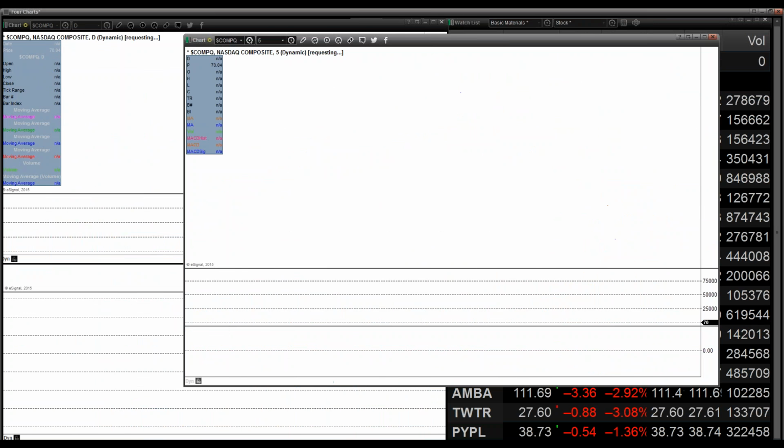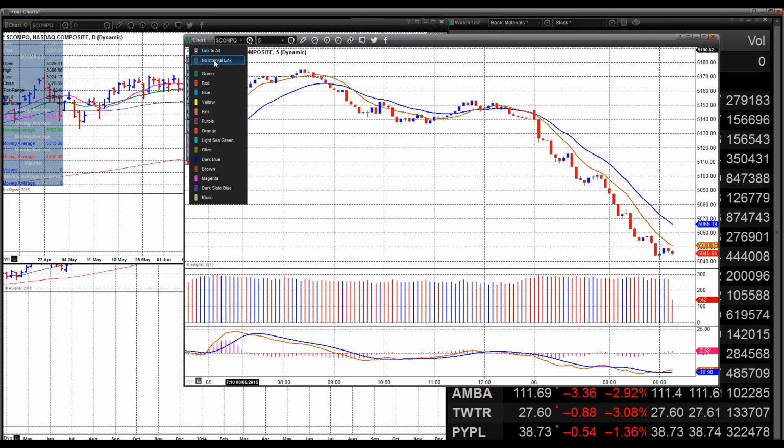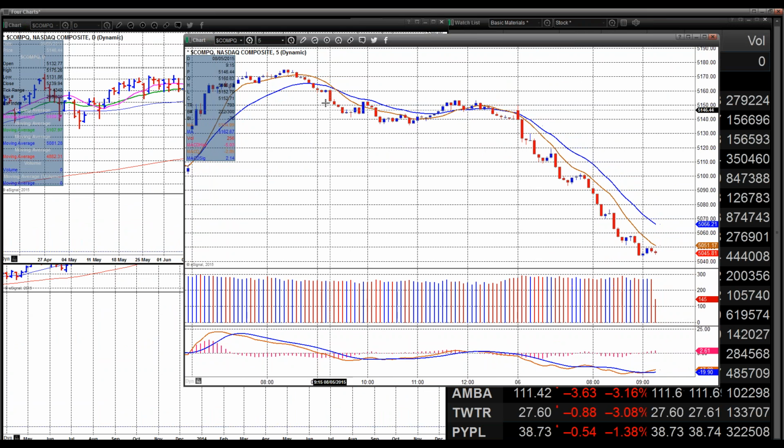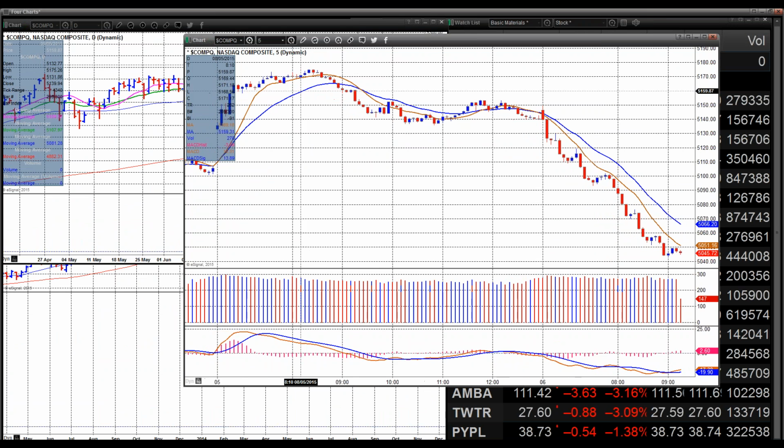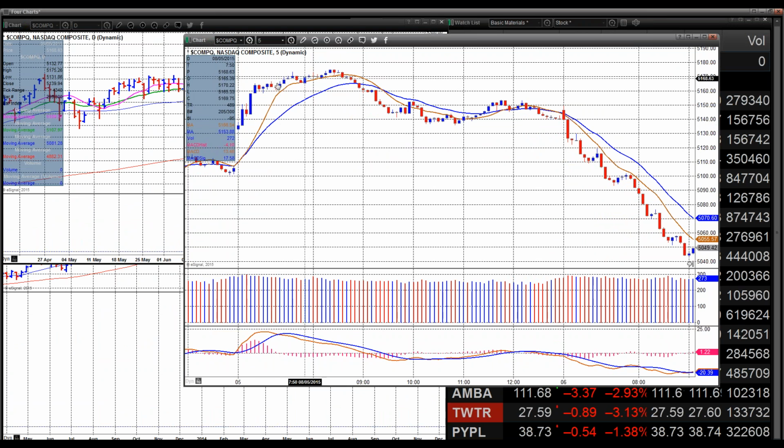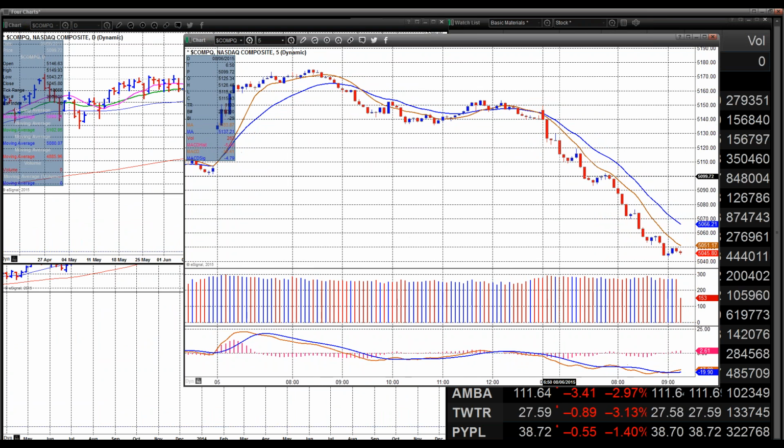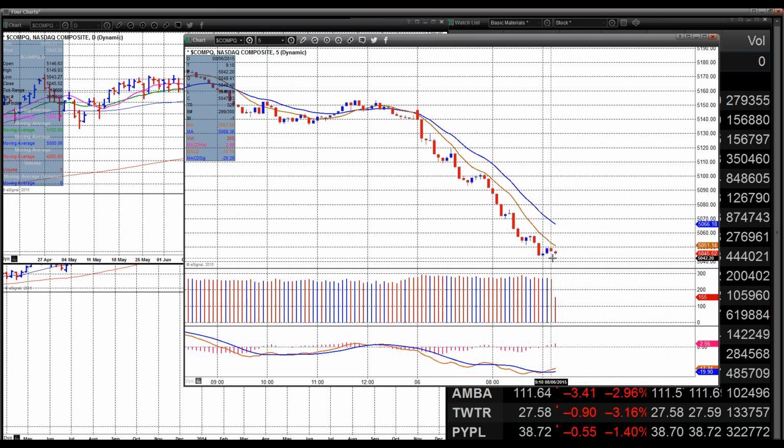I gotta make this no interval link. Here we go. Broke down right near the open. You started up and then we rolled over. Here's the open here, and then you roll over pretty quickly. So you got this reversal very quickly, and now you're trundling along the lows. Seems to argue for further lows today so far.